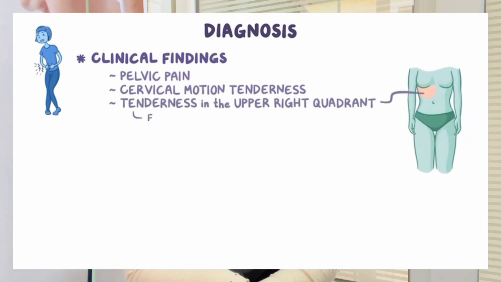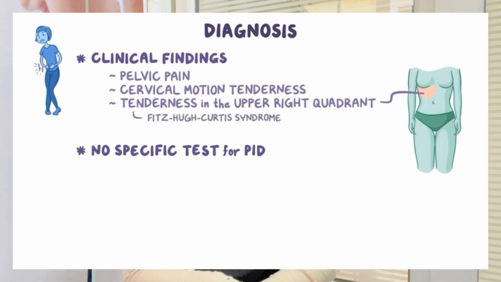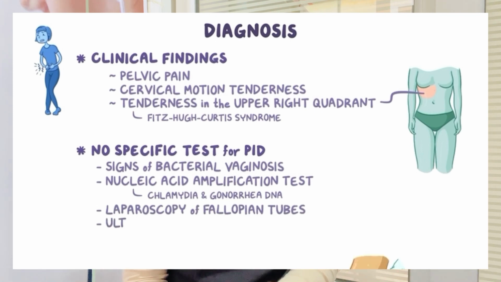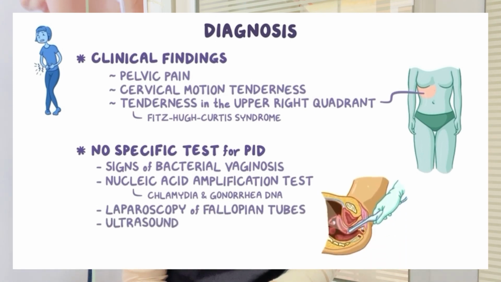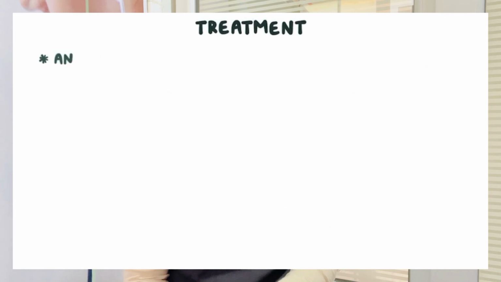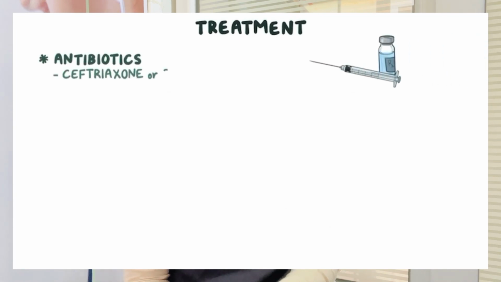Tenderness in the right upper quadrant of the abdomen is also common if Fitz-Hugh-Curtis syndrome has developed. There is no specific test for PID, but there are some that can support the diagnosis, like testing vaginal discharge for bacterial vaginosis, doing a nucleic acid amplification test to look for chlamydia and gonorrhea DNA in a sample taken from the inside of the vagina or cervix, or doing a laparoscopy of the fallopian tubes. An ultrasound can show if there is fluid in the fallopian tubes and whether a tubo-ovarian abscess or hydrosalpinx is present.